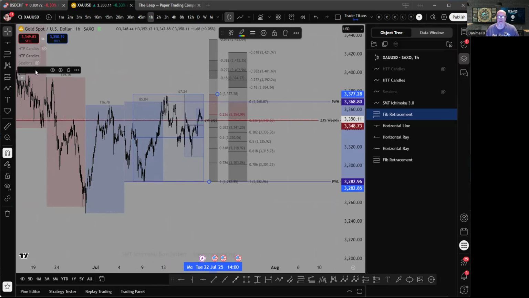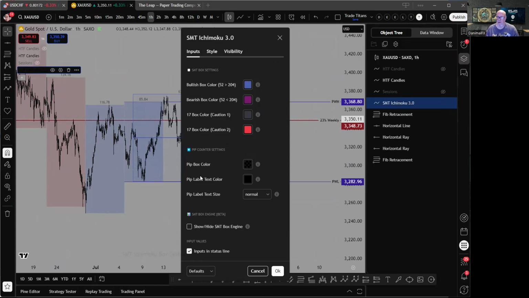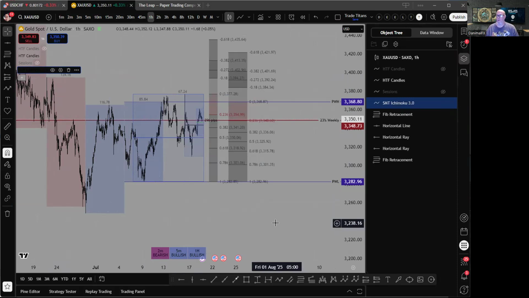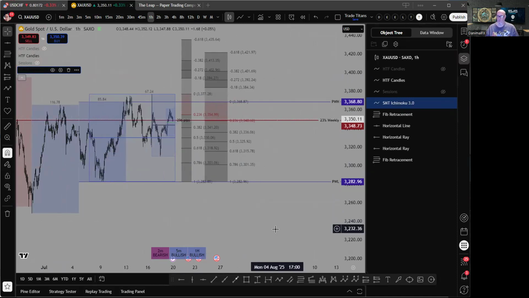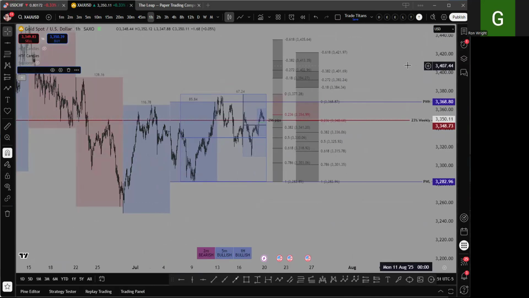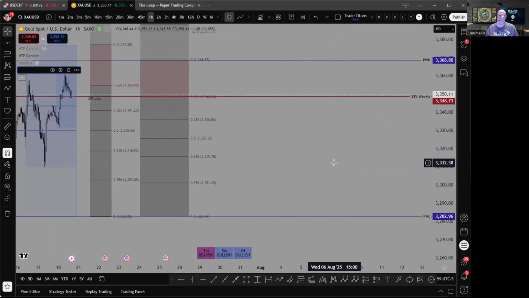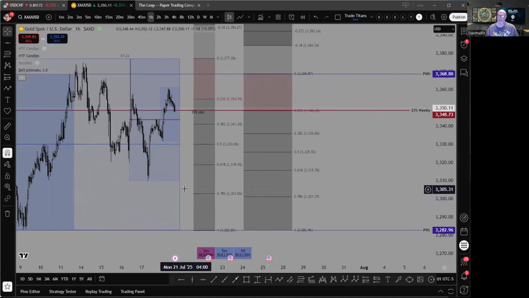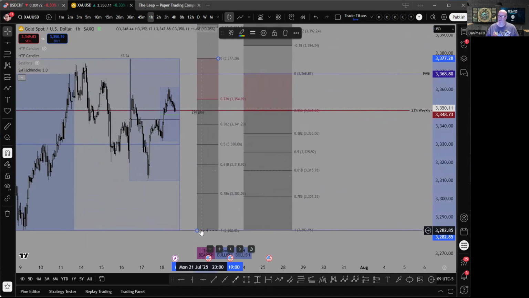Let me get the SMT settings. Let me make sure we got the engine going. There we go. So right now we're looking bullish on a 5 minute and a 1 hour, which is cool. I'm thinking that. I get it. However, remember how I fibbed the 5 minute, the 204 box, which is basically this is where over fibbing gets to be a little nuts.